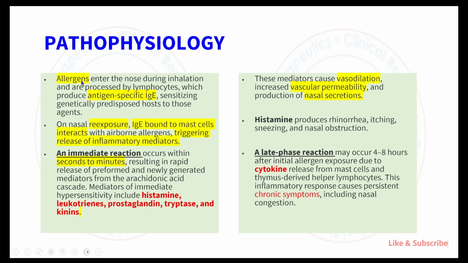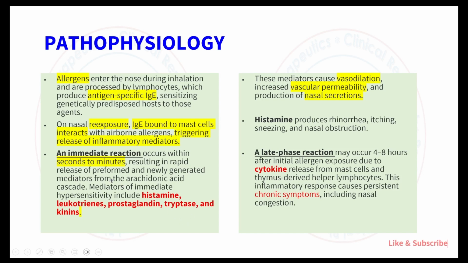Pathophysiology, again: the allergen contacts the mast cells, and through the IgE, this will lead to triggering and release of inflammatory mediators. Again, we have an initial phase, an immediate phase, and a late phase. But for simplicity, we don't discuss the details of the mechanism of drug allergy. Here we focus on the two main phases: the immediate, early phase, and the late phase. If you need more details, I recommend you review the pathophysiology of drug allergy.